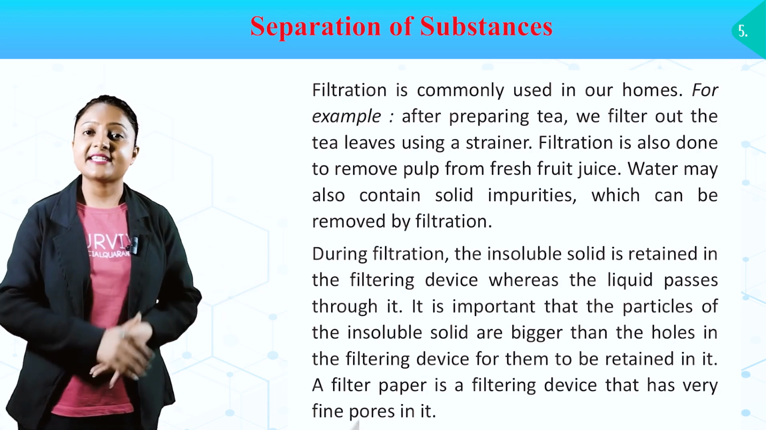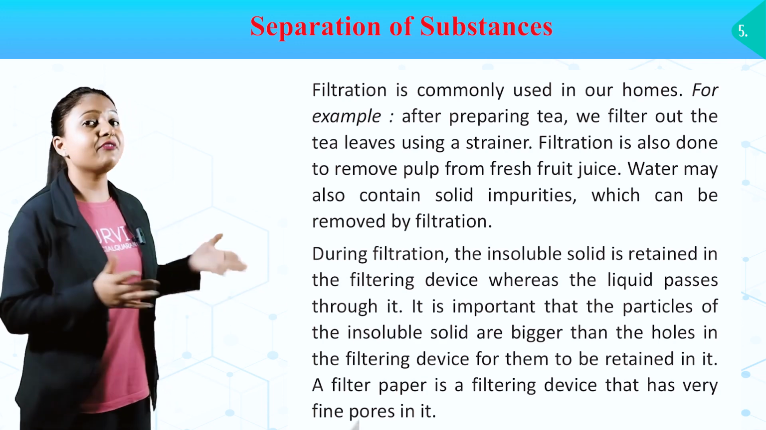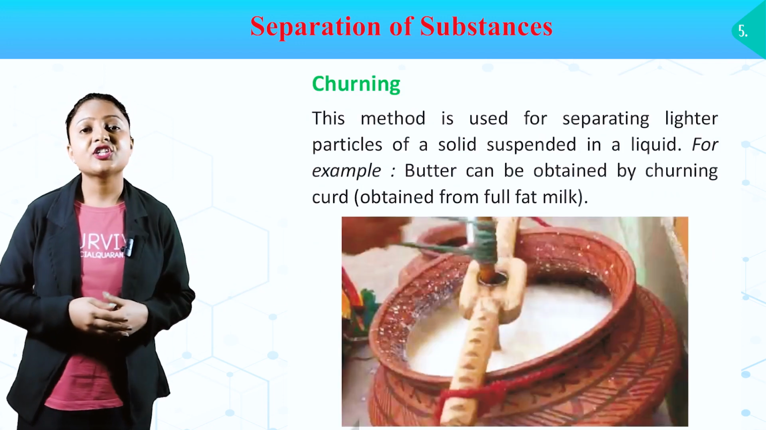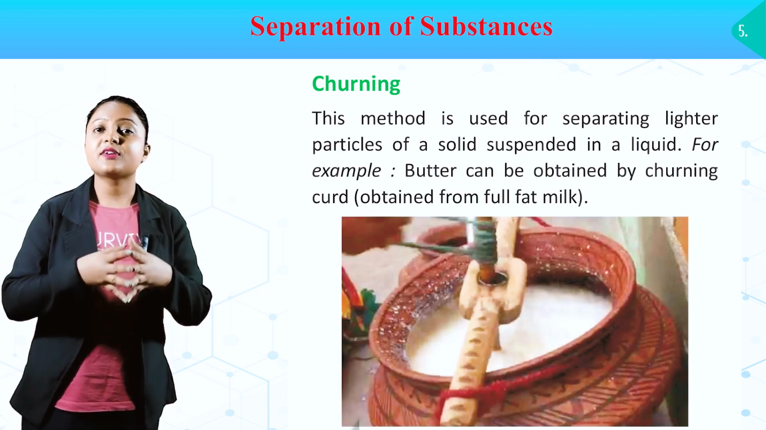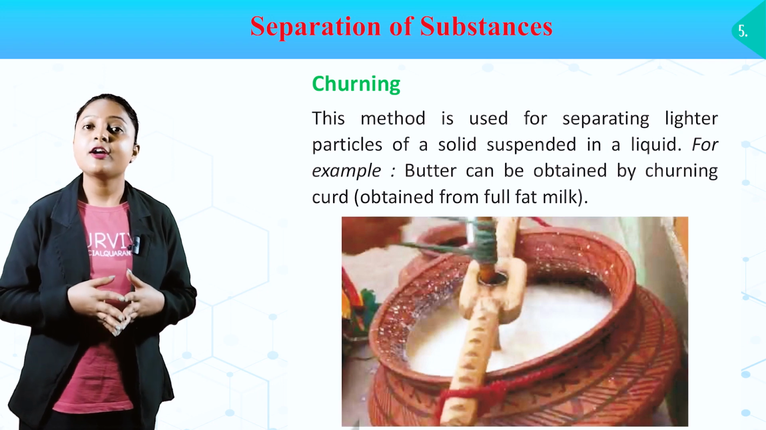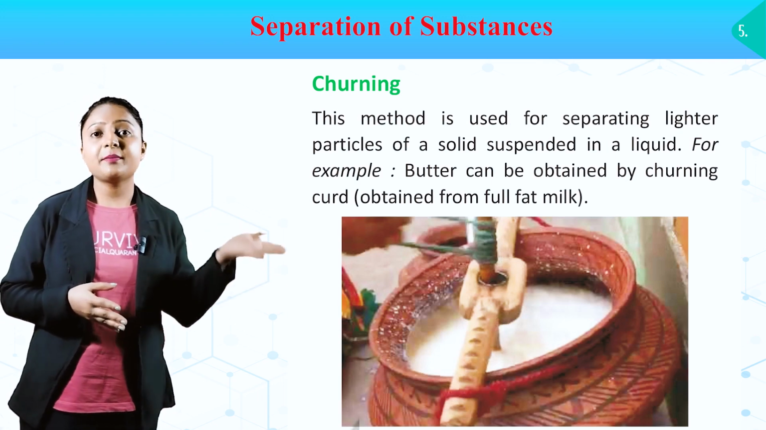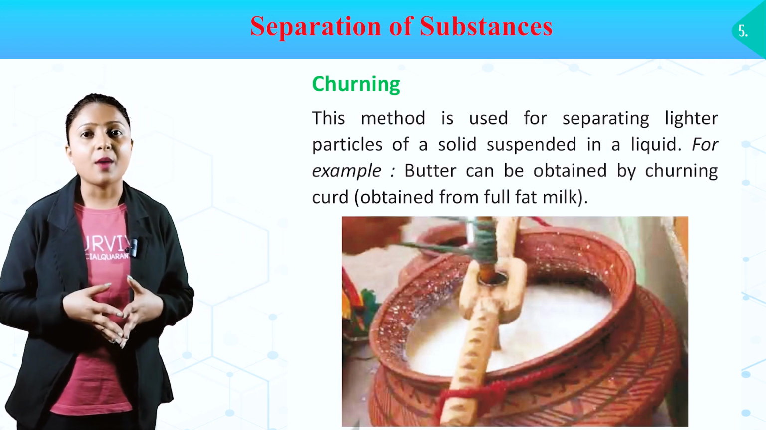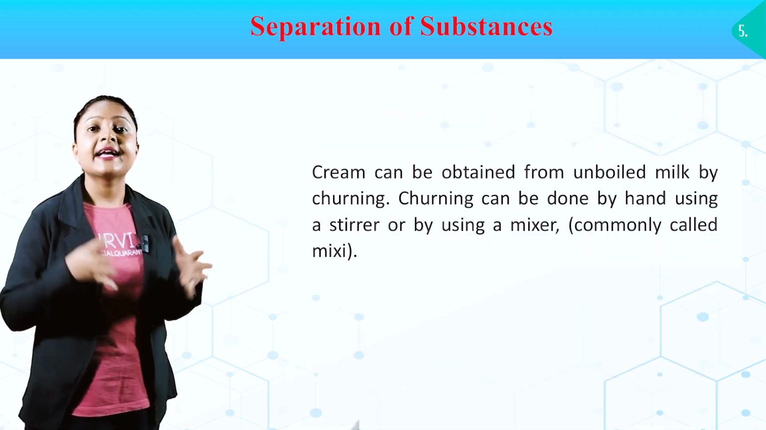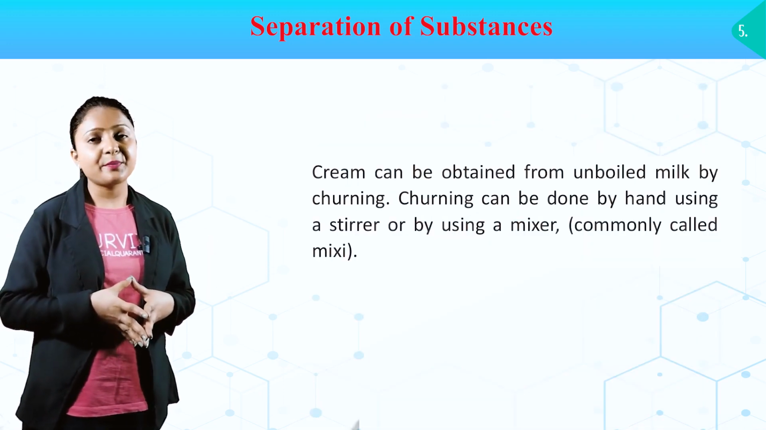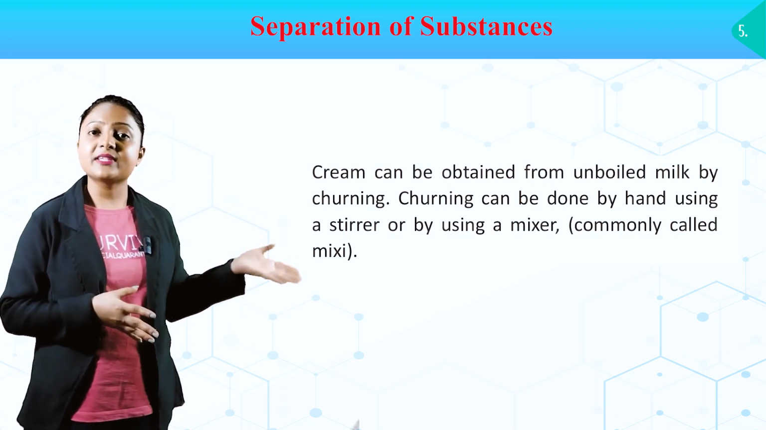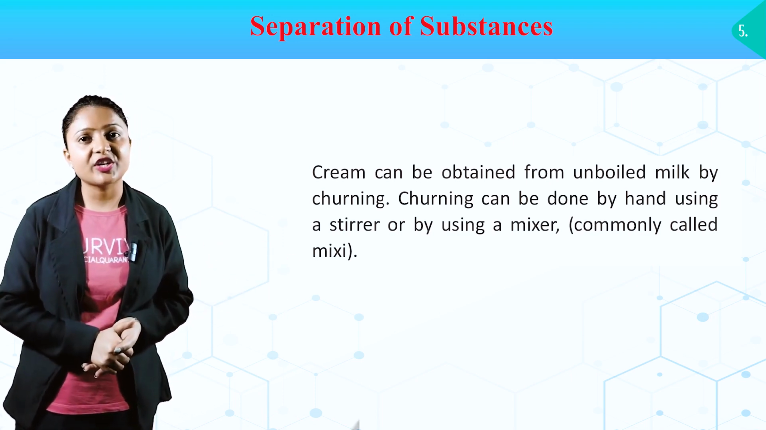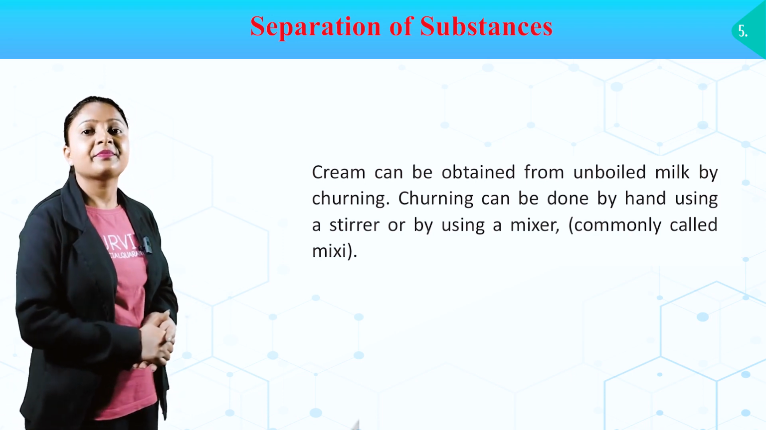A filter paper is a filtering device that has very fine pores in it. Churning. This method is used for separating lighter particles of a solid suspended in a liquid. For example, butter can be obtained by churning curd obtained from full-fat milk. Cream can be obtained from unboiled milk by churning. Churning can be done by hand using a stirrer or by using a mixer, commonly called a mixie.